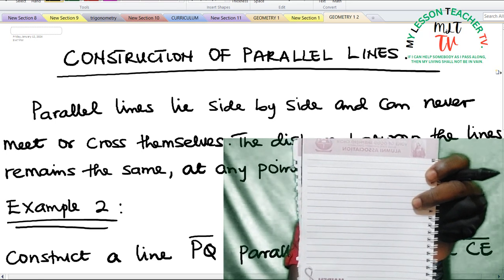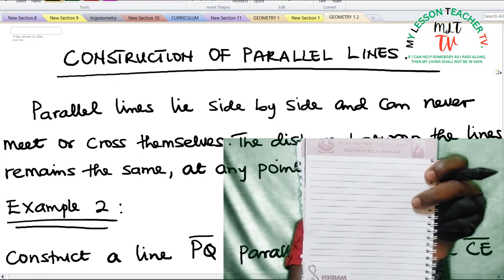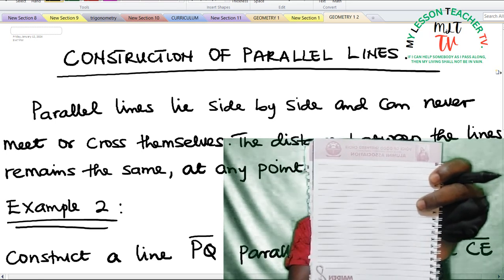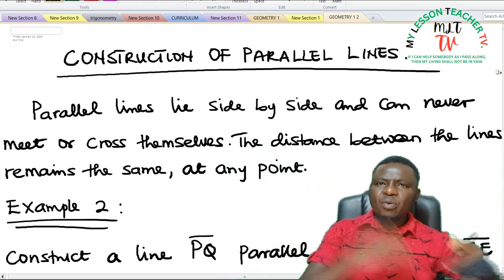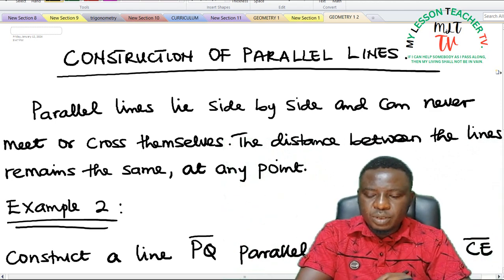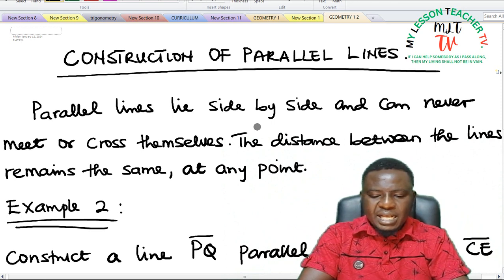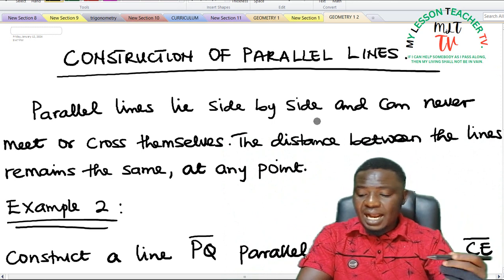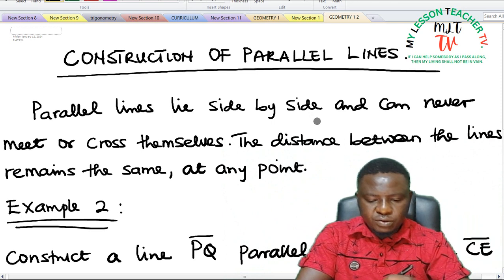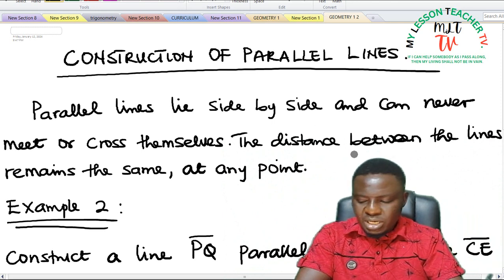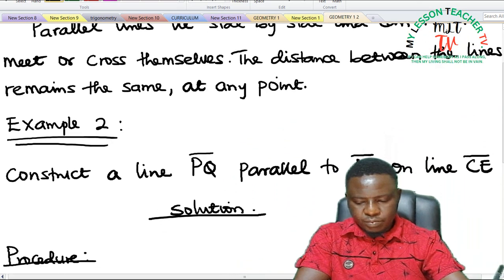So these are examples of what we mean by parallel lines. The horizontal lines are said to be parallel, and we have so many examples. Parallel lines lie side by side and can never meet or cross themselves. The distance between the lines remains the same at any point.